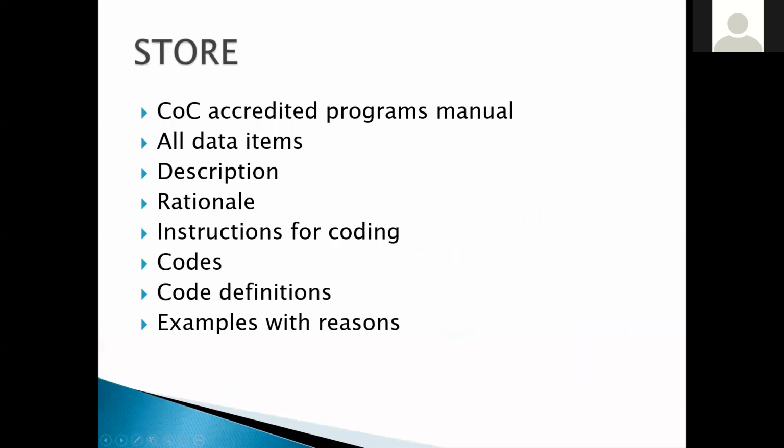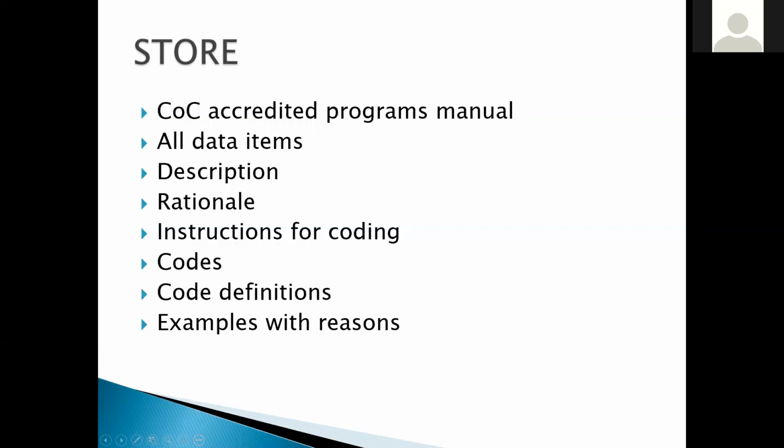So STORE is the manual that contains all the data items with the data field description, rationale for collecting the data. Why are we collecting this data? It tells you. Instructions for coding the data field, the allowable codes, code definitions, and examples. STORE is used by cancer registrars in COC accredited programs. You may hear registrars refer to this manual as their Bible.